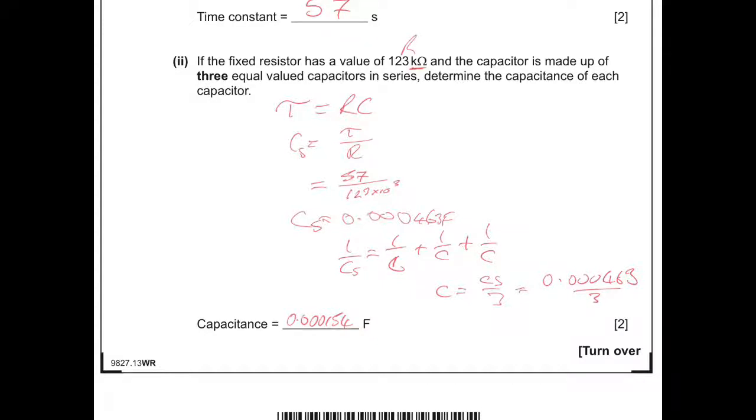And I get 0.000154 for that. And this value is going to be totally based on what you get for this time constant. And the mark scheme, I think, is suggesting 1.42 times 10 to the minus 3 farads. Hold on, that's wrong. That would have to be 10 to the minus 4, so the mark scheme's wrong. Okay, so that's similar to my value. And it will be different if this number is different.